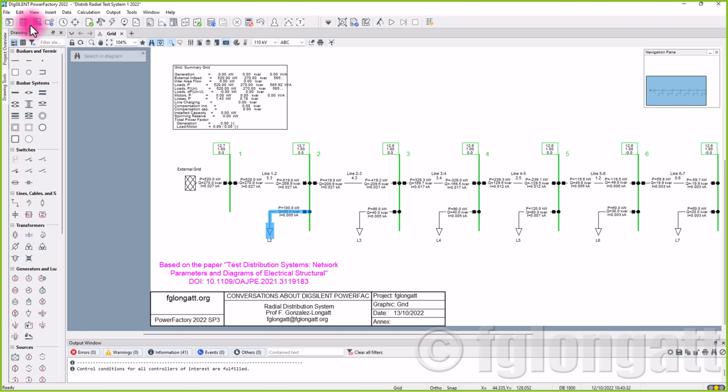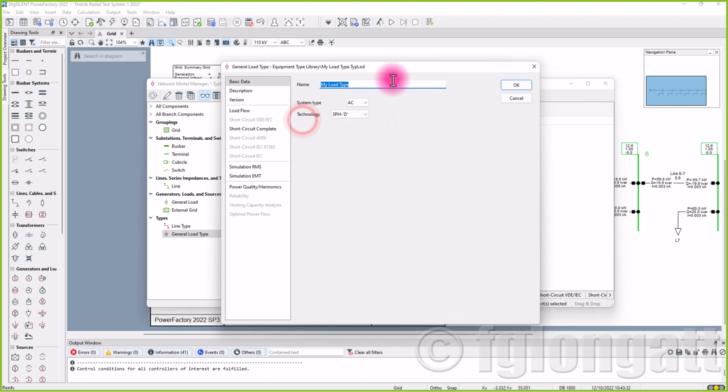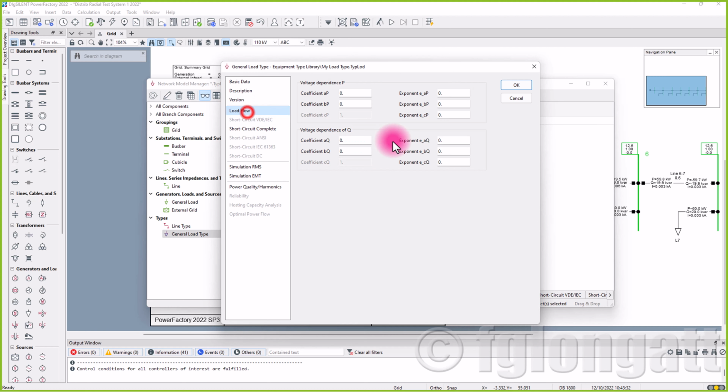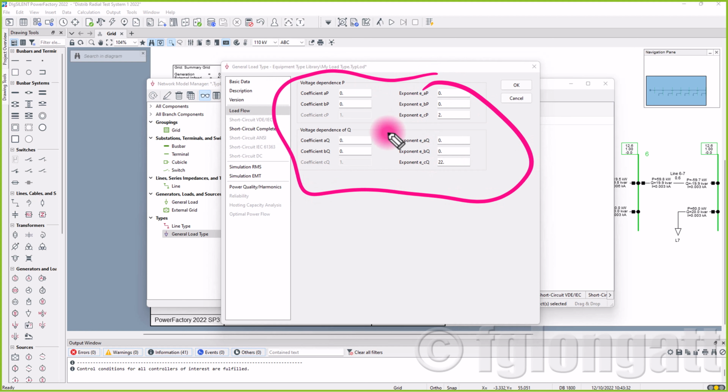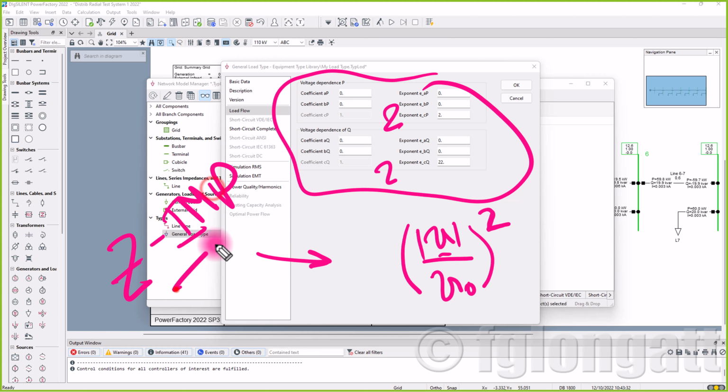But now let me change the model. I will open the network model, go to the general load, and change the load flow dependence. I will include a number two here, a number two here, okay? My students must remember, if you use a number two here and a number two here, what we are doing is including the voltage dependence with an exponent that is number two. And that means this is a constant impedance model.